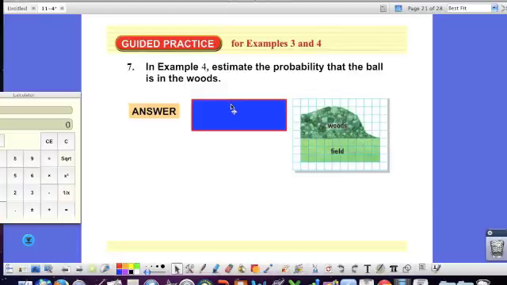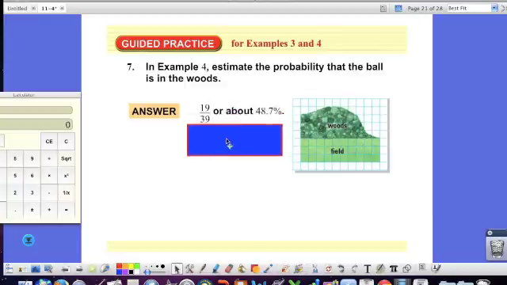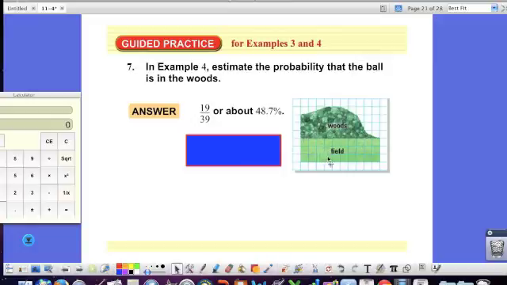And in example 4, estimate the probability that the ball is in the woods. Well, that would have been the opposite. If there was about 51% chance, a little bit greater than 51% chance that it's in the field, there's a little bit less than 49% chance that it's in the woods.